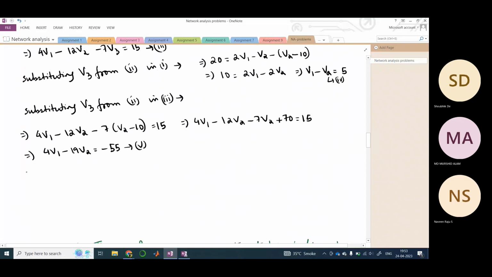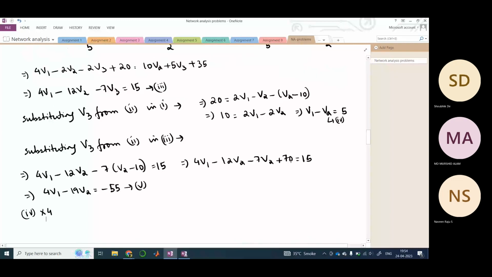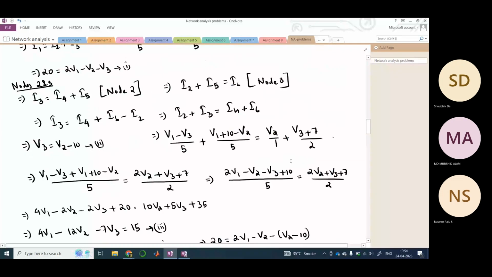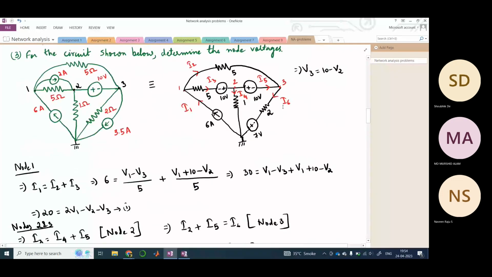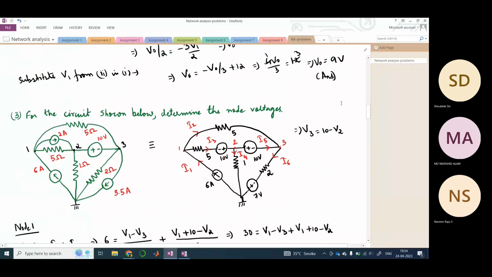So what we will do? The value of V3 is equal to V2 minus 10. V3 equals V2 minus 10. I told you, see again.